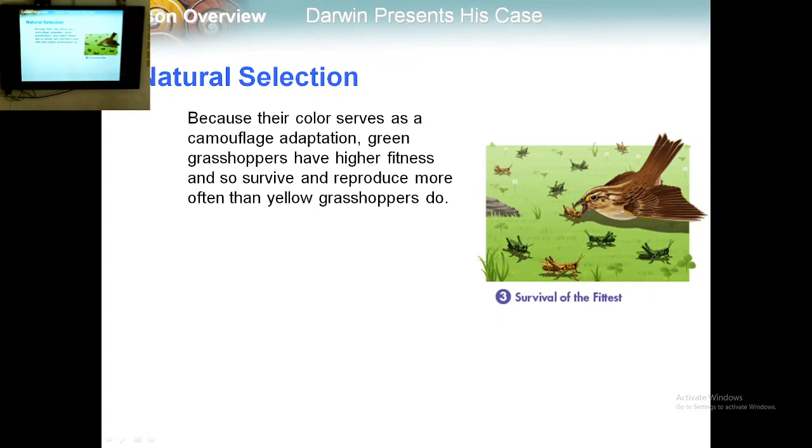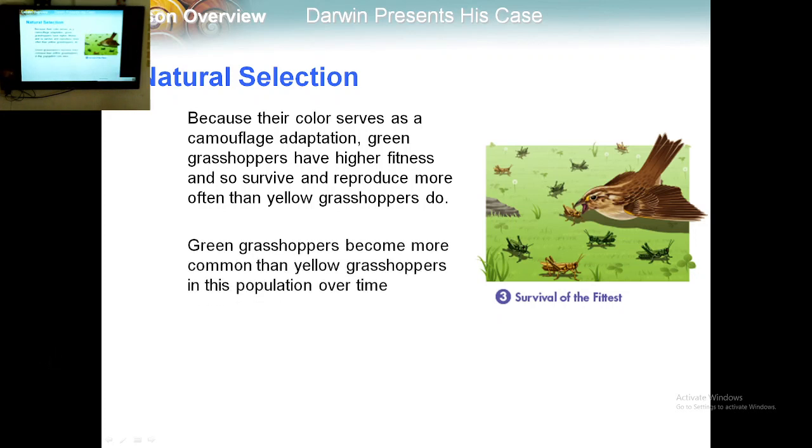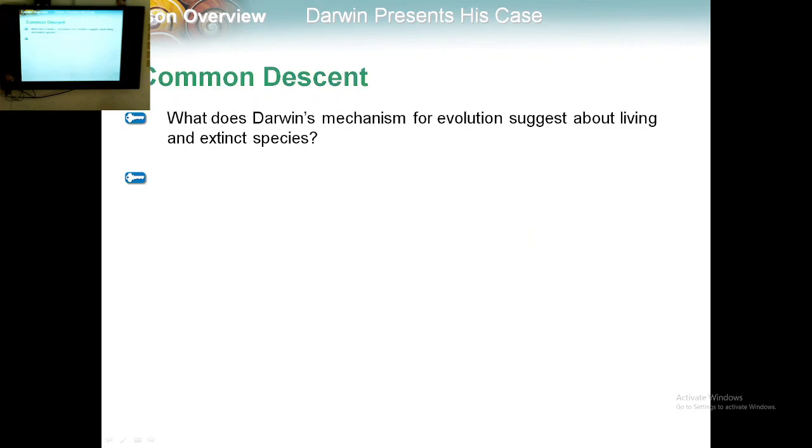Because their color serves as a camouflage adaptation, green grasshoppers have higher fitness and so survive and reproduce more often than yellow grasshoppers. So the survivor here is the fittest, which is the green, compared to the yellow, which decreases in growth. So the more common here is the green grasshopper. This is how natural selection happens and how the fittest will stay or will adapt more to the environment.